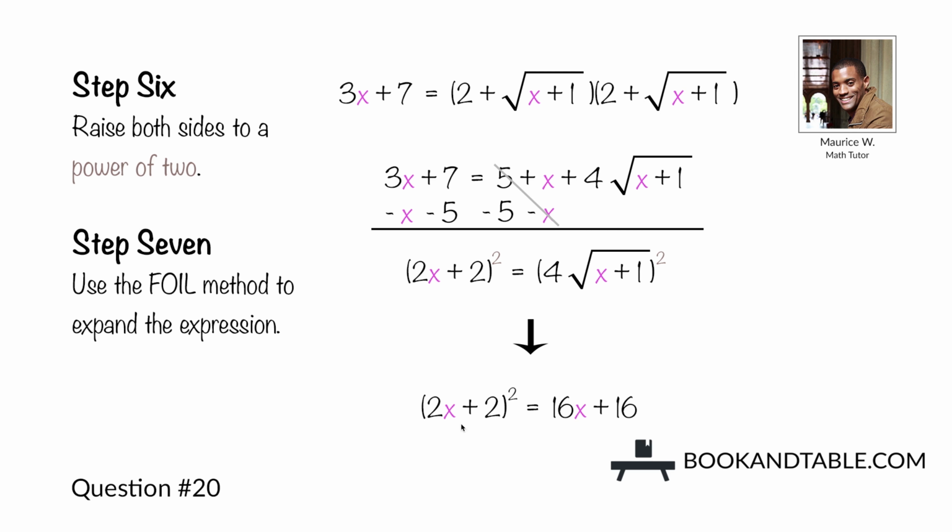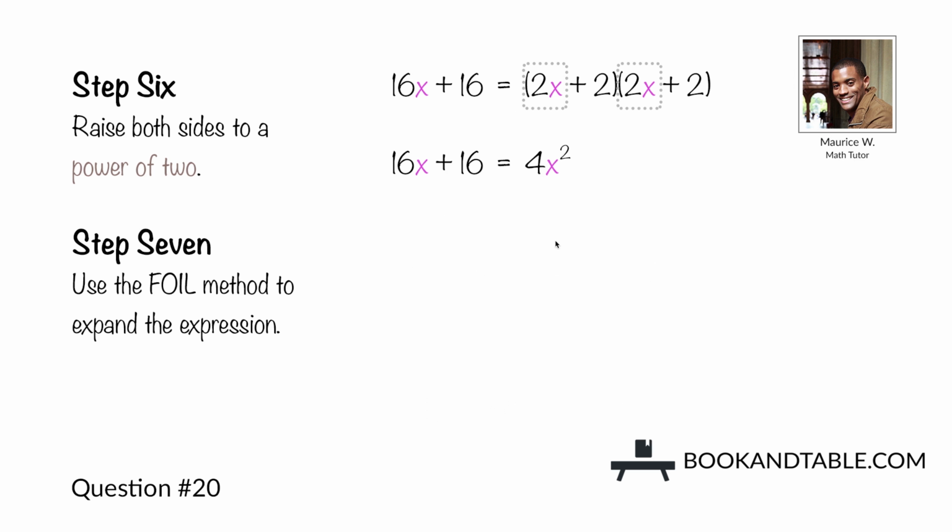And now we'll use the FOIL method to expand the expression here. 2x plus 2 squared. So we get 2x times 2x, which is 4x squared. 2x times 2, which is equal to 4x. 2 times 2x, which is equal to 4x. Combine 4x and 4x to give you 8x. And 2 times 2 is equal to 4.